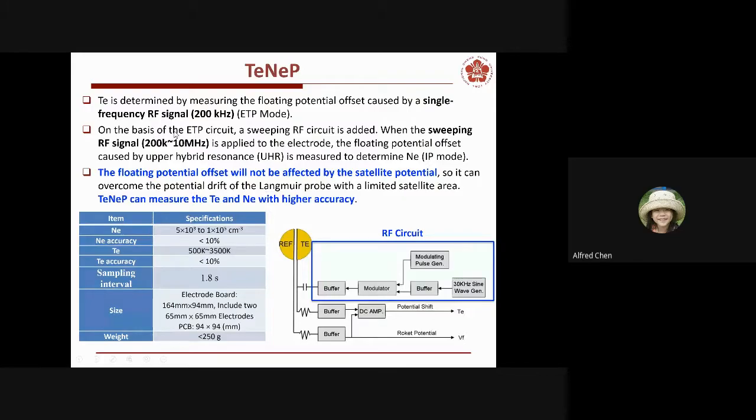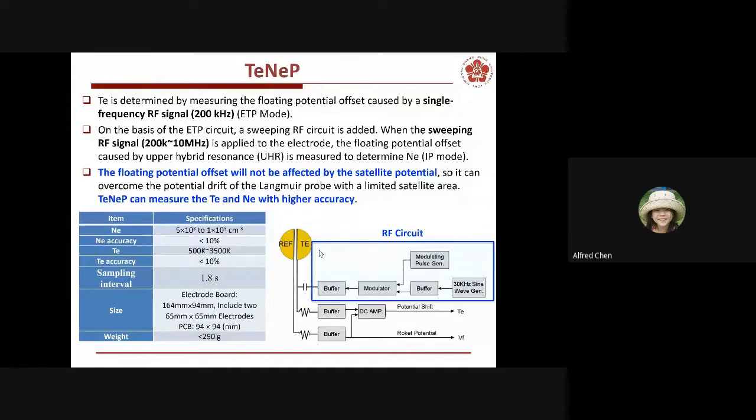And on the same circuit, if we put in sweeping radio signals and apply them to the electrode, the floating potential offset caused by the upper hybrid resonance can be measured to determine the electron density. We call it the IP mode. So with this instrument, we can have a very similar circuit in the output. The only difference to measure the NE and the TE is its RF circuit.